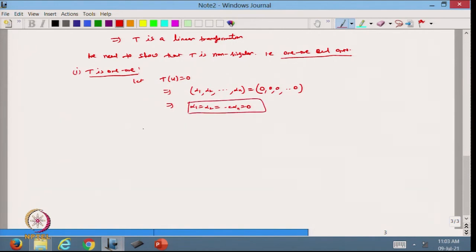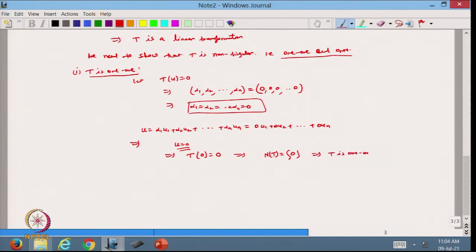Now from here my u is alpha 1 u1 plus alpha 2 u2 up to alpha n un, and now I can write this as 0 into u1 plus 0 into u2 plus up to 0 into un, which shows that my u will be 0, and from here I can say that my T of 0 will be 0, and that shows that this is true. So from here I can say that the null space will contain only the 0 element, which implies that T is 1-1. This is what we can show. We earlier also did these things. So if we are able to show that the null space contains only the 0 element, then this is 1-1.